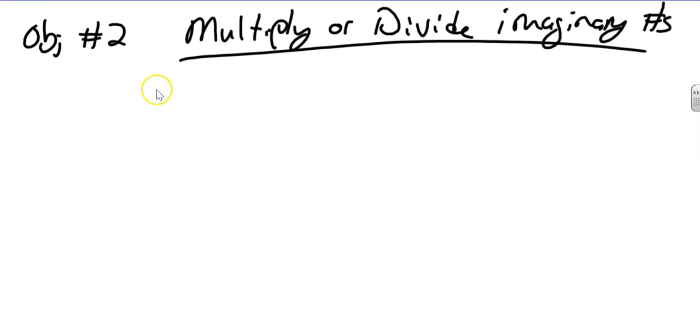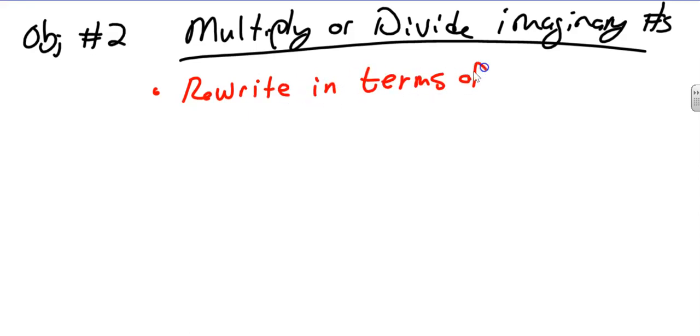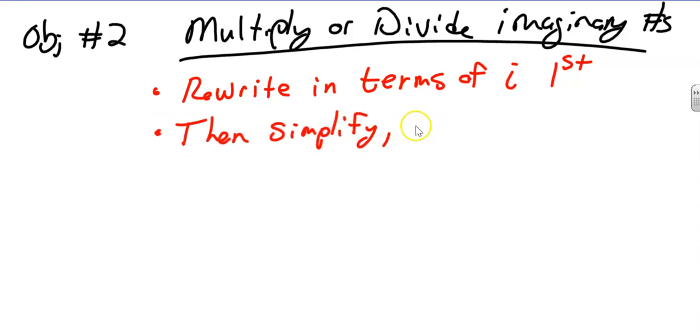Here's the catch on this one. Here's what basically you have to do. Whenever they give you a problem that's got a negative inside the square root, you've got to rewrite it in terms of I first. If you don't, it might mess your answer up just enough to make it wrong. Sometimes you might get lucky and it be alright, but sometimes it's going to make it wrong. So rewrite everything in terms of I first, and then once you've done that, you can go ahead and simplify, or multiply, or divide, whatever it is that they ask you to do.